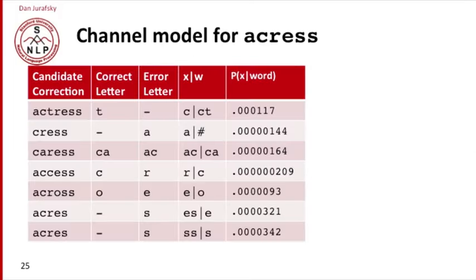So this channel model, for example, for a word like actress, where we generated "acress" when we should have typed a CT, we typed a C, so the word had a CT in it, but the error had only a C. So what's the probability of deleting a T following a C? And if we normalize the probabilities in our confusion matrix, here's the likelihood of this word actress being realized as this misspelling acress. It's 0.000117.